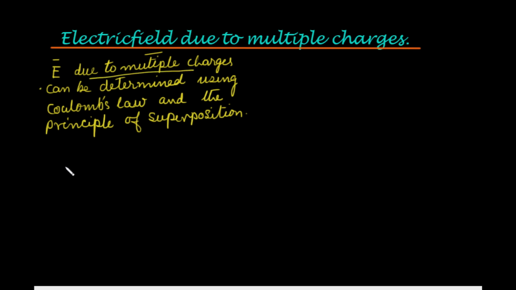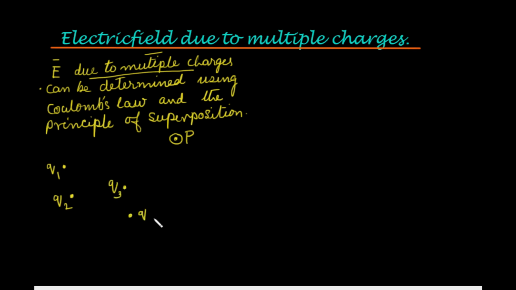Consider a system of a few charges. This is one charge, another charge, yet another charge, and say one more charge at a certain location. Consider a location P at a certain distance from these charges. We want to determine the electric field at P due to the charges Q1, Q2, Q3 and Qn.